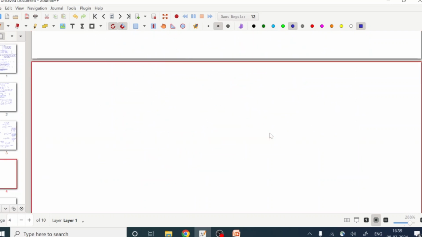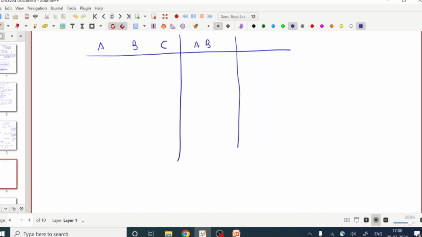So let us suppose A, B, C are the inputs. Then we can write Y is equal to AB plus C. Now what are the possible combinations of inputs? Since there are three input variables, the possible combinations are 2 to the power 3, meaning a total of 8 possible combinations, and those 8 possible combinations start with 0, 0, 0.